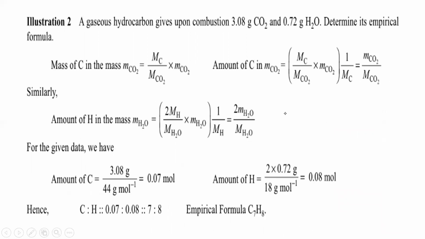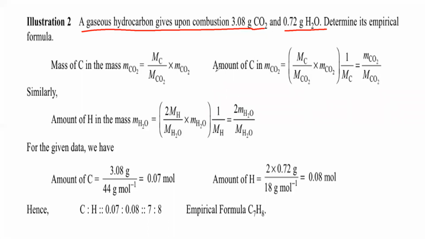So this is the second model. In this, they will not give percentages, they will give weights. In this case, a gaseous hydrocarbon on combustion gives 3.08 grams of carbon dioxide and 0.72 grams of water. Determine its empirical formula. We have to find the hydrocarbon formula.